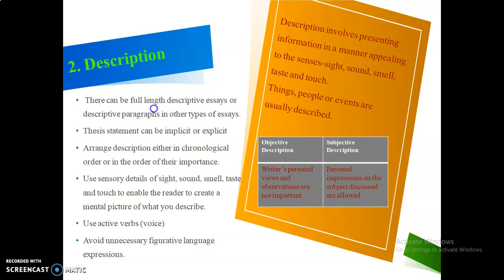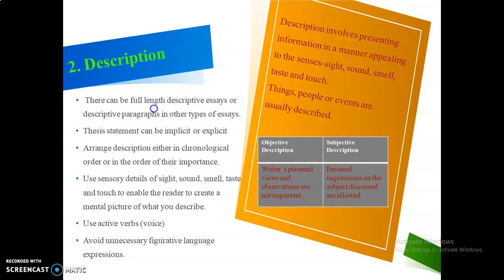So thesis statement can be implicit or explicit. Things can be clearly explained in the thesis statement, or things cannot be clearly explained. We can give more details in the further paragraphs of the essay. So arrange description either in a chronological order or in the order of their importance. You can arrange the details in chronological order, what happened first, then what happened, like that, or you can arrange them in the order of their importance as well.